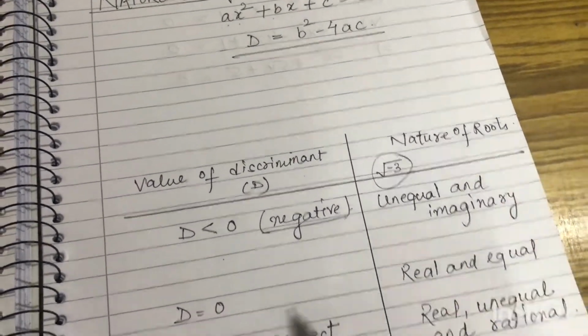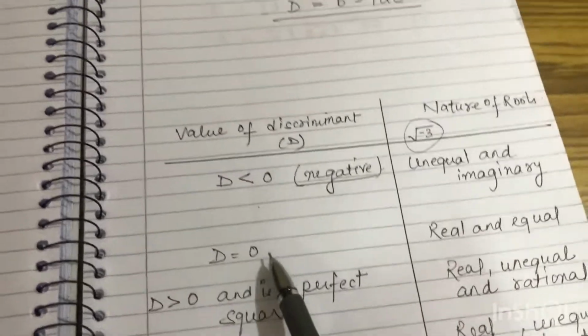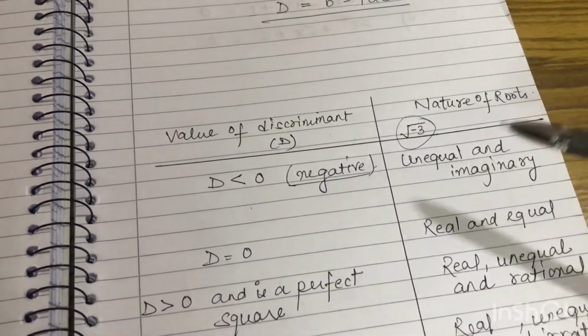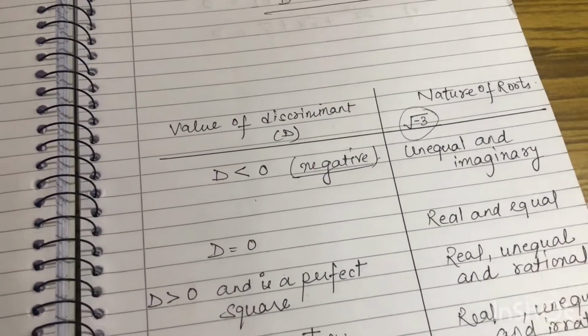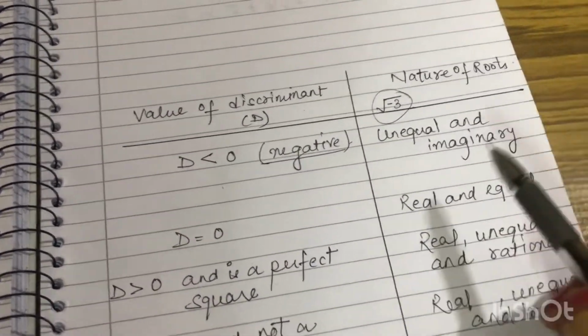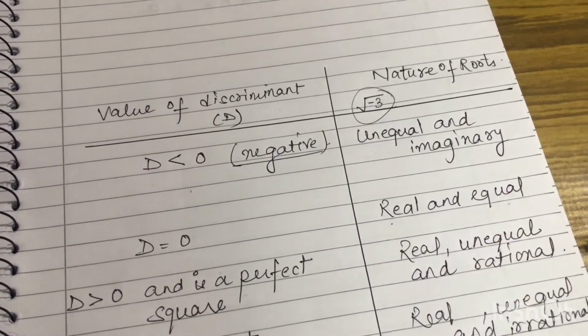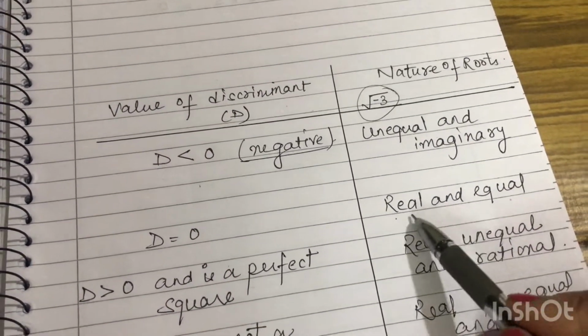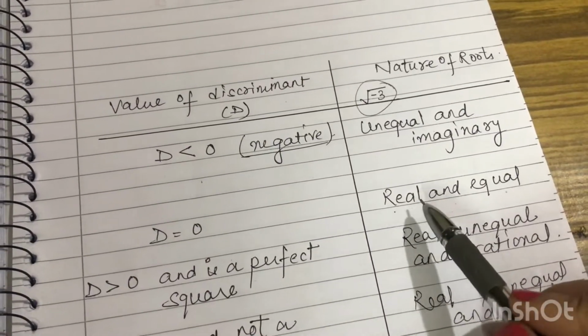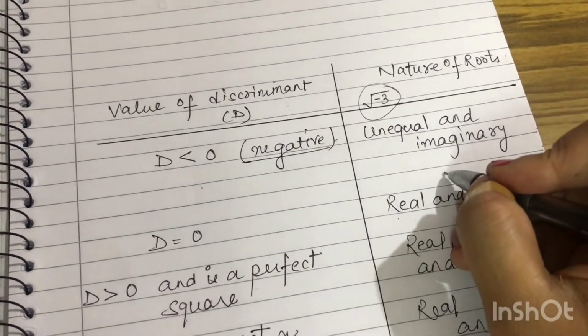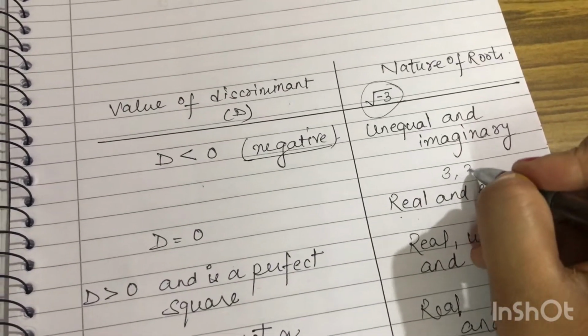Okay, now the second case is if you find out the value of D and it comes out to be 0, then how will your two roots be? They will be real and equal. Real numbers include all your rational and irrational numbers, so both of your roots will be real and also equal. Both roots will be equal. Means if your first root is 3, then your second root will also be 3.